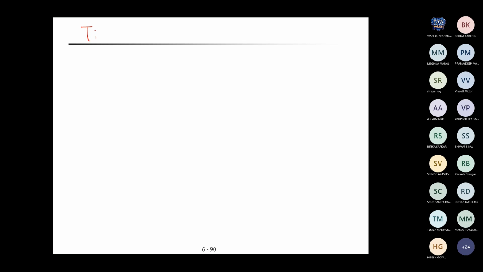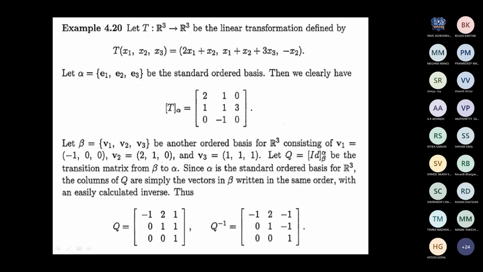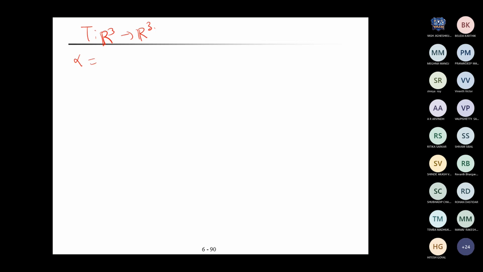Please listen. After all, it is finding the matrix only in this particular module. The only thing is you have to concentrate. T is from R cube to R cube. Both sides are the same vector space, right? And R cube has two bases. Not only the standard basis; the standard basis is also there. So what is alpha? Alpha is the standard basis, E1, E2, E3.